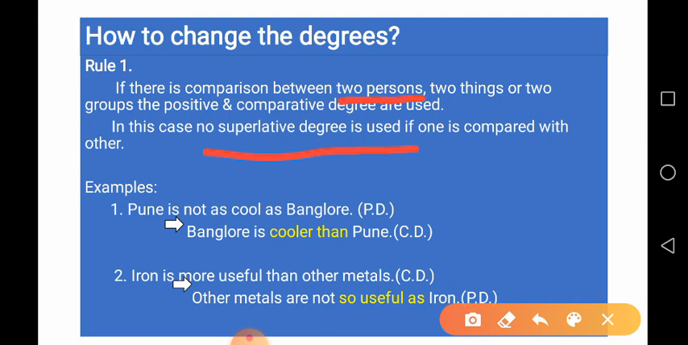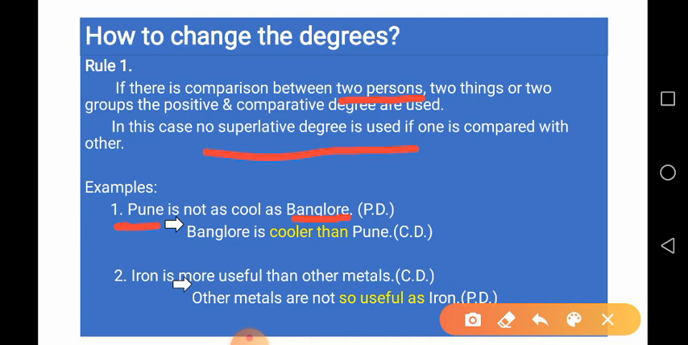Here, first example, Pune is not as cool as Bangalore. You can see the two objects are compared. The first is Pune and the second is Bangalore. So, when two objects are compared, we use positive and comparative degree. In such a case, we do not use superlative degree. So, Pune is not as cool as Bangalore.